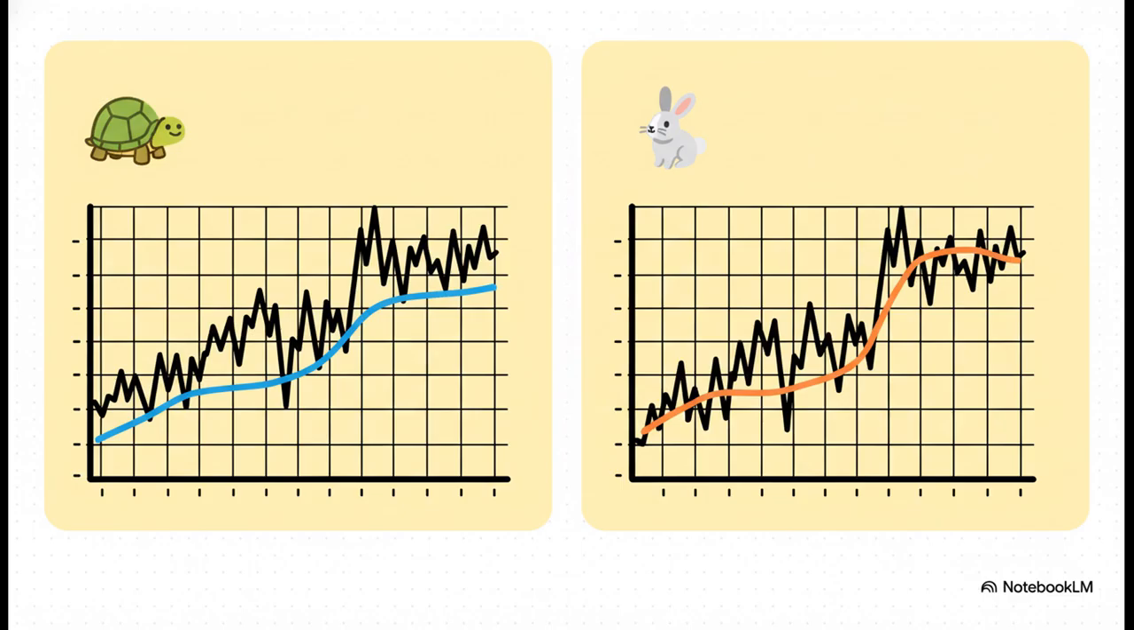This is a great way to think about it. The SMA is like the steady tortoise. It gives you that reliable, long-term view where every day in the period gets an equal vote. The EMA, that's the nimble hare. It zips around, reacting much faster to new information. And here's the key. One isn't better than the other. They just have different jobs and tell you different things about the market.